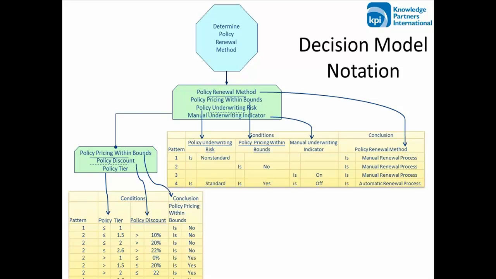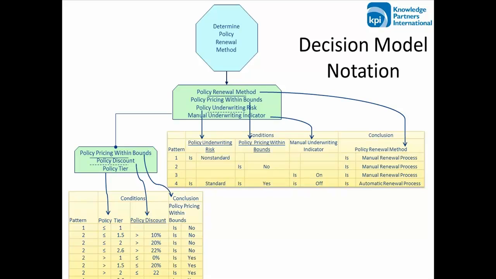So we start to build a decision model diagram like the one you kind of saw. You couldn't read it. We put the octagon on the top. We have a tablet for policy renewal method, and the words at the top of that tablet represent the conclusion column heading. Then you have the three below it, policy pricing within bounds, policy underwriting risk, and manual underwriting indicator, which are the condition columns. If you were to click on that top box, you would see the two-dimensional table right here that has those three conditions and the conclusion. So you could have thousands of rows in this table depending on what your logic is.